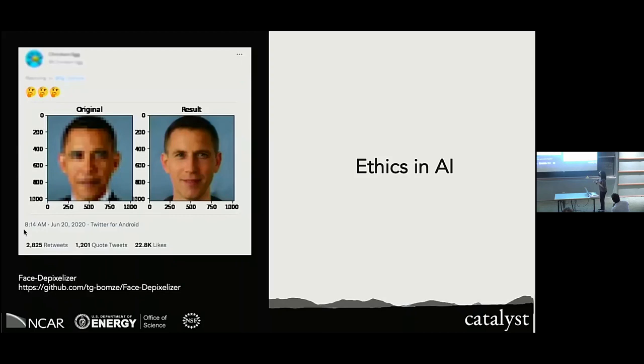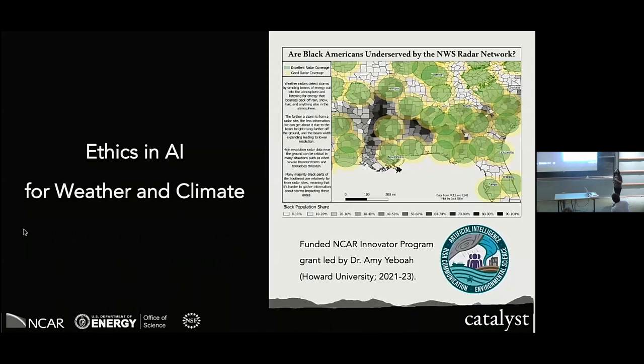The concern is, as we're using AI and feeding data into our models, we can possibly come across issues like that, where socioeconomic information, racial information, et cetera, seeps into our models. And so we really need to think about ethics in AI for weather and climate applications.